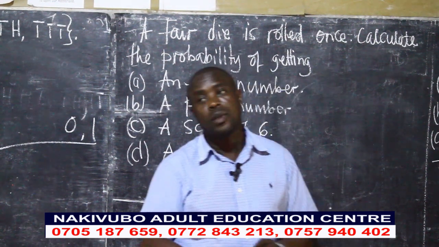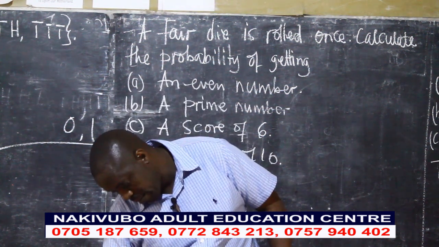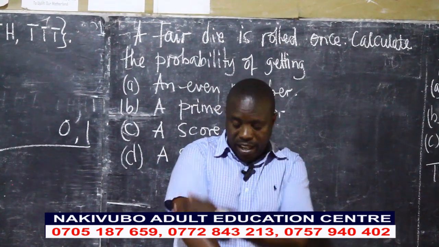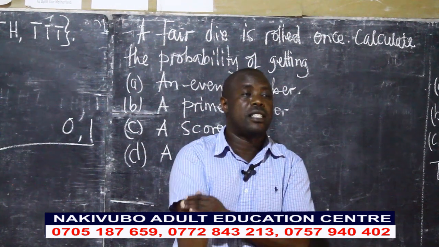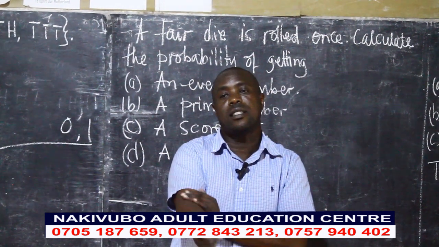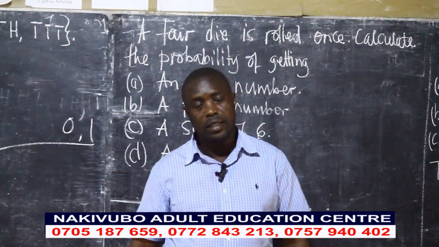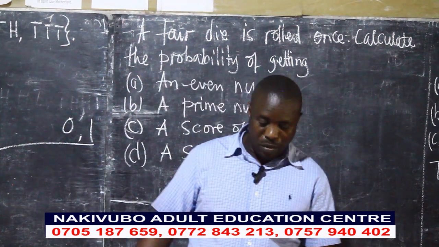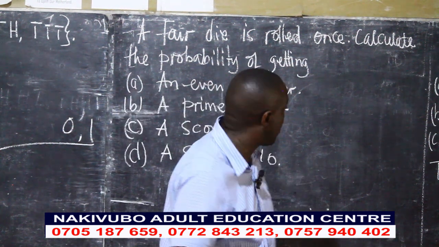So, can we look at this? A fair die. When we say a fair die, it means a die where all faces have the same chances of appearing. That's clear. That's why it is fair. So, what are the possible outcomes?